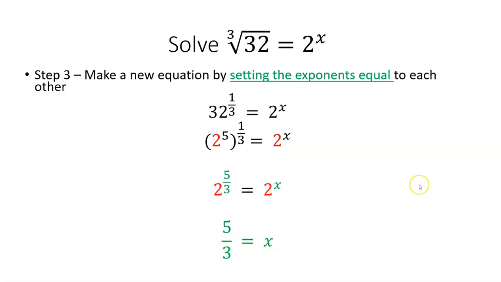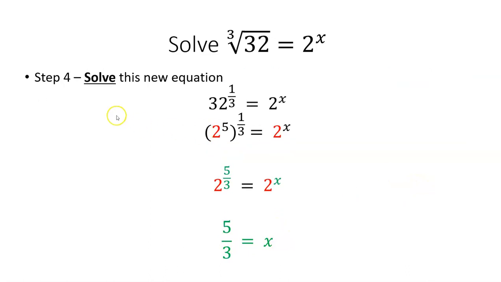5/3 equals x. Lastly, we'll solve this new equation. Well, on this one, it's done. There's no more work for us. X equals 5/3. You could flip that around and write x on the left and 5/3 on the right. But we found it. If you want to check your work, go ahead.